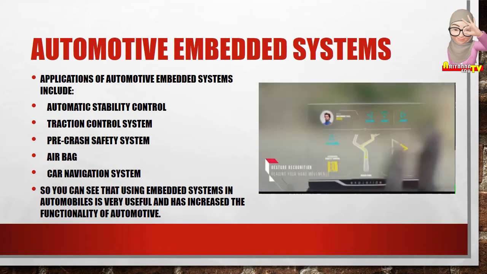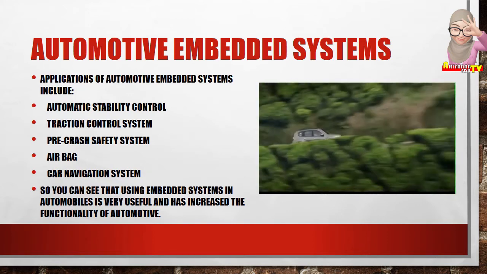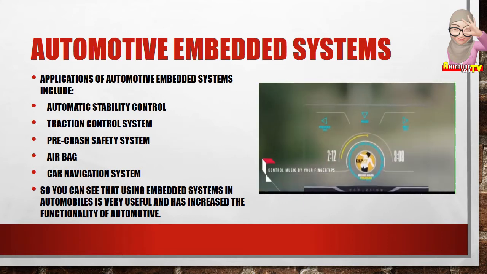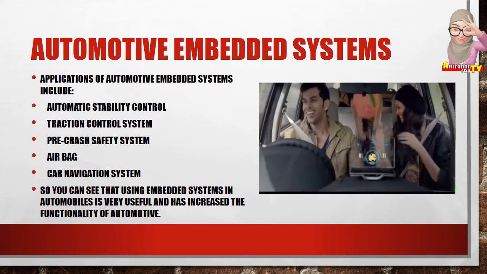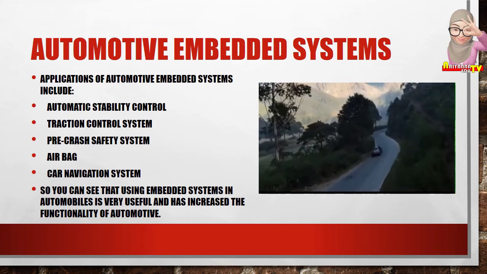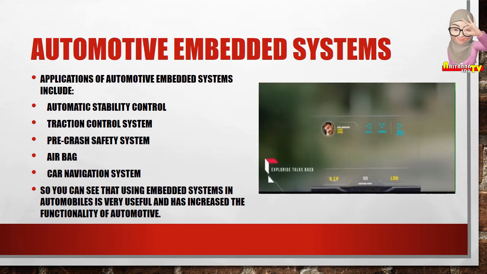Applications of automotive embedded systems include automatic stability control, traction control system, pre-crash safety system, airbag, and car navigation system. So you can see that using embedded systems in automobiles is very useful and has increased the functionality of automotive.